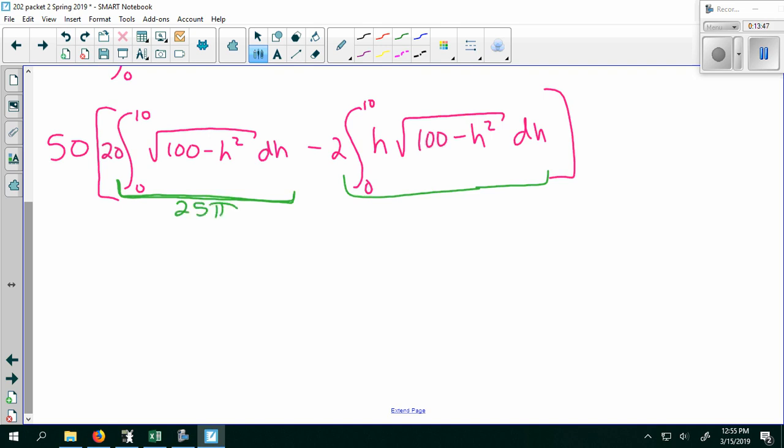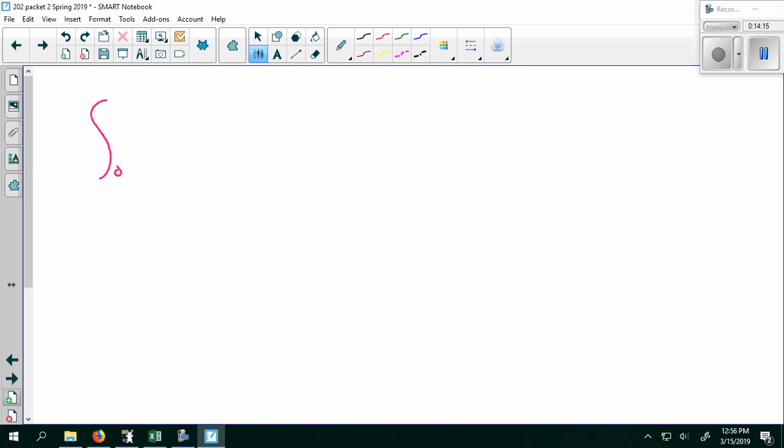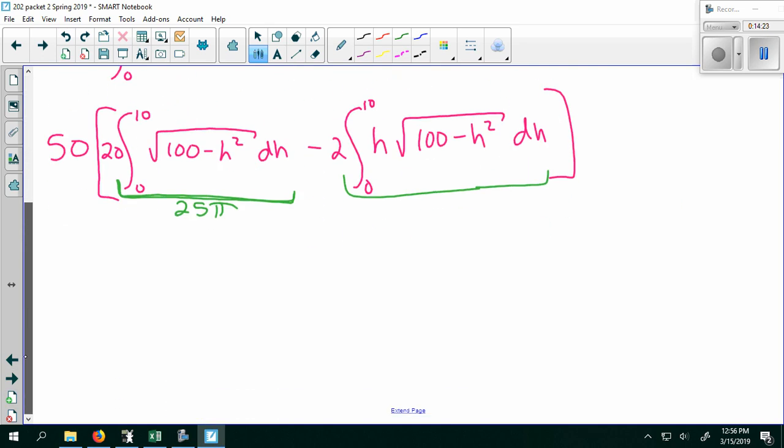Okay, my next integral, I'm going to do this on a separate slide as well. This one is not quite as hard. I think a u substitution will work because the derivative of h squared is 2h, so I have a function whose derivative also shows up. So I'm going to integrate this using u substitution. I want the integral from 0 to 10 of h times the square root of 100 minus h squared dh.